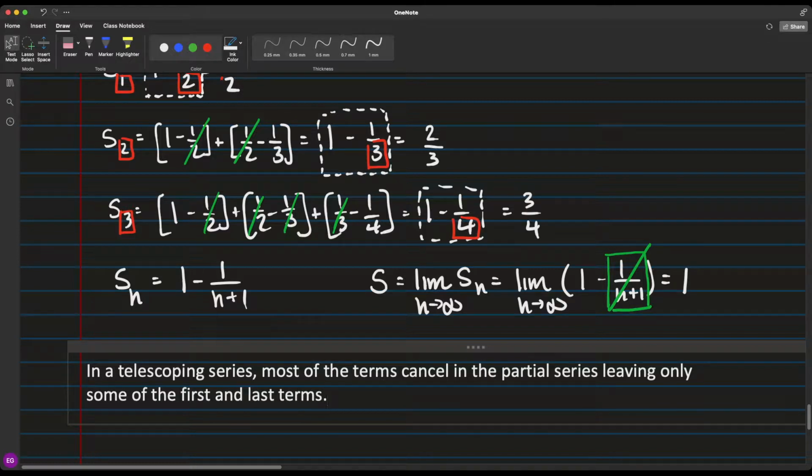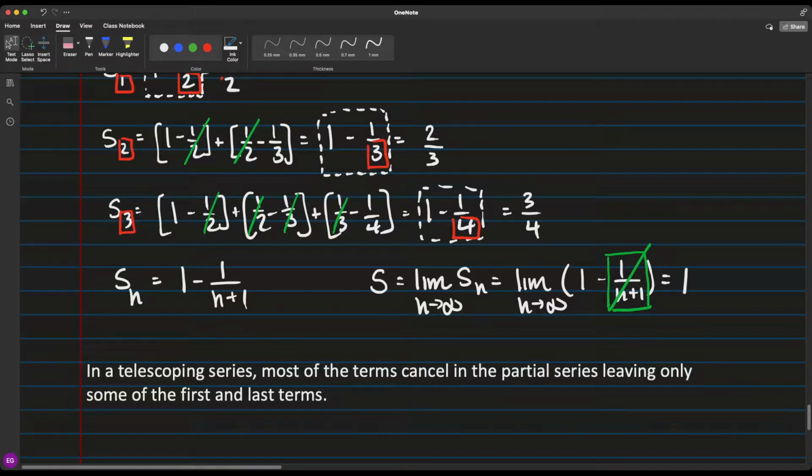Sometimes you have only the first and the last, but sometimes a couple of the first ones and a couple of the last ones will be left over. I'll be honest with you, not everything always cancels, but a majority of them do. So that allows you to come up with a formula for the partial series, and then you can take the limit of it, and you're like, yay, stuff cancels, hooray. So we'll do another example of this. The whole point is that most of the terms of the partial series cancel. You can then take the limit of it.